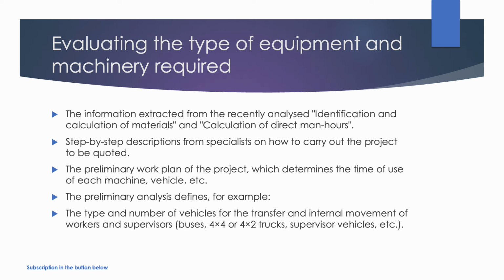Evaluating the type of equipment and machinery required. The information extracted from the recently analyzed identification and calculation of materials and calculation of direct man-hours, step-by-step descriptions from specialists on how to carry out the project to be quoted. The preliminary work plan of the project, which determines the time of use of each machine, vehicle, etc. The preliminary analysis defines, for example, the type and number of vehicles for the transfer and internal movement of workers and supervisors, buses, 4x4 or 4x2 trucks, supervisor vehicles, etc.